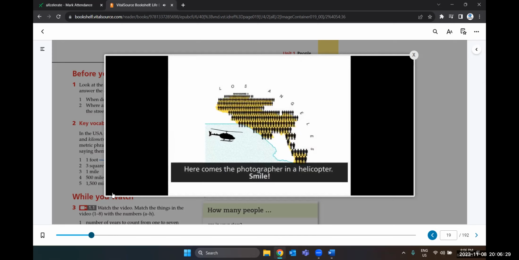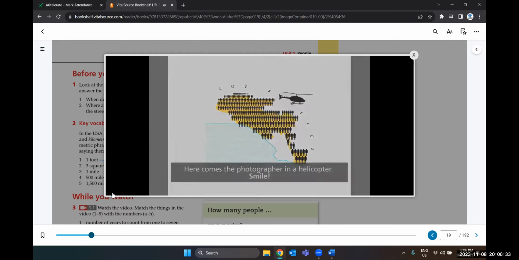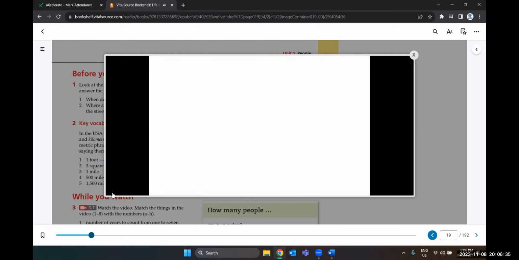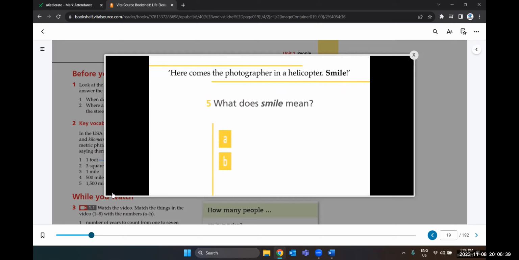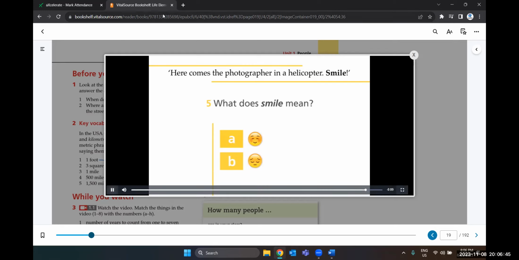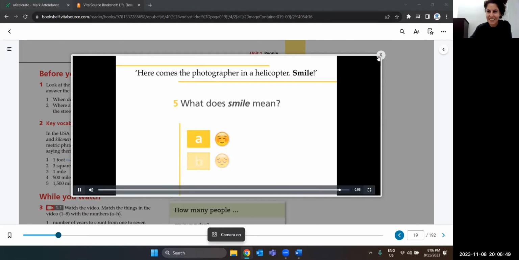Here comes the photographer in a helicopter. Smile! I love it, the emoji.